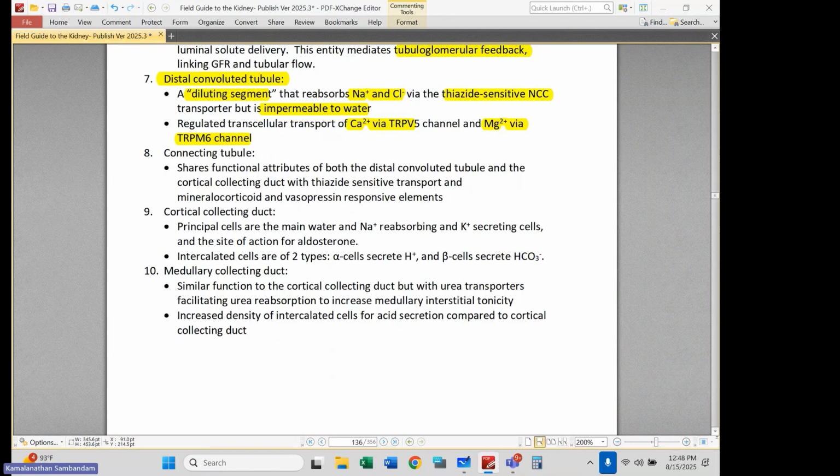Here are some of just the bird's eye view things that, again, you should start to commit to memory. The connecting tubule really is a hybrid segment that has transporters that mimic those found in the DCT, as well as the cortical collecting duct. You will see, for instance, NCC in the connecting tubule. You will have mineralocorticoid receptors in the connecting tubule. So those are things that you will see in this, let's call it, hybrid segment.